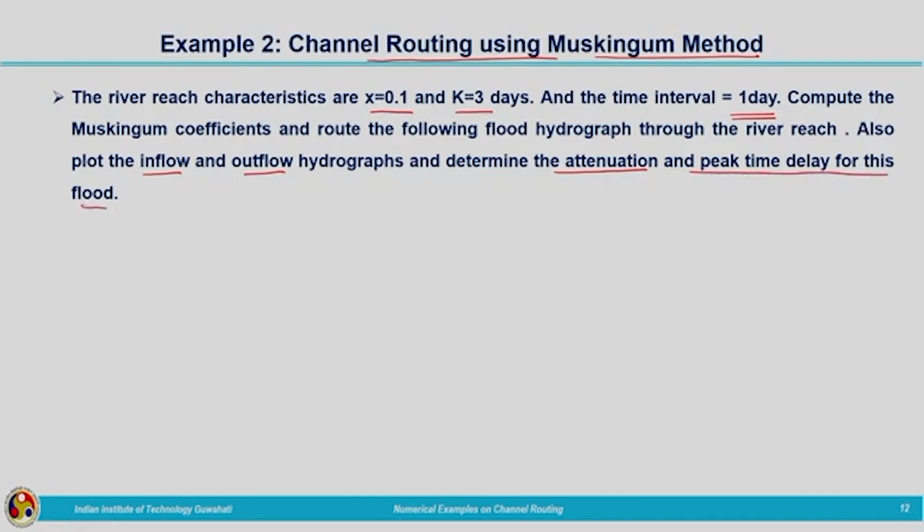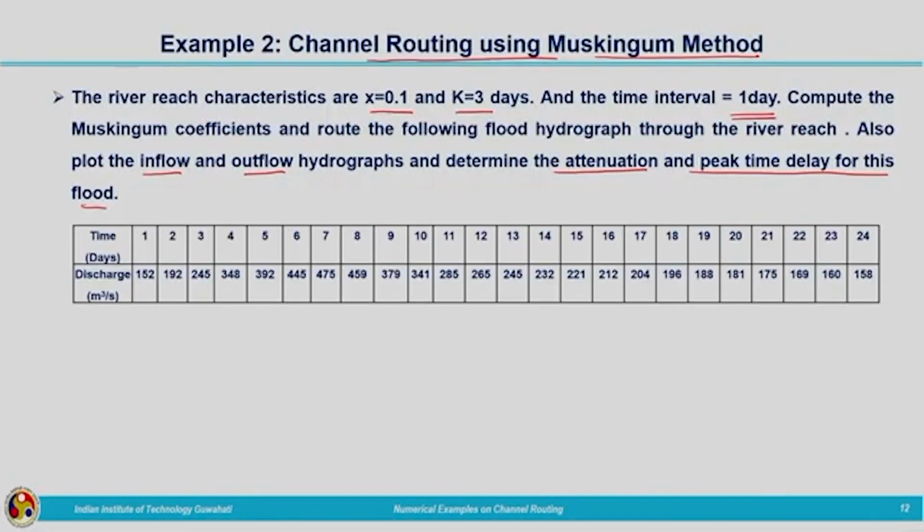That is, we need to carry out the hydrologic routing using the Muskingum method. We have been given the required data including the inflow hydrograph. By making use of these data, how do we proceed for the computation of the outflow hydrograph? Let us start. The inflow hydrograph is given over here, time in days and discharge in meter cube per second. Time is lasting for 24 days and the discharge in meter cube per second corresponding to that is also given to us.